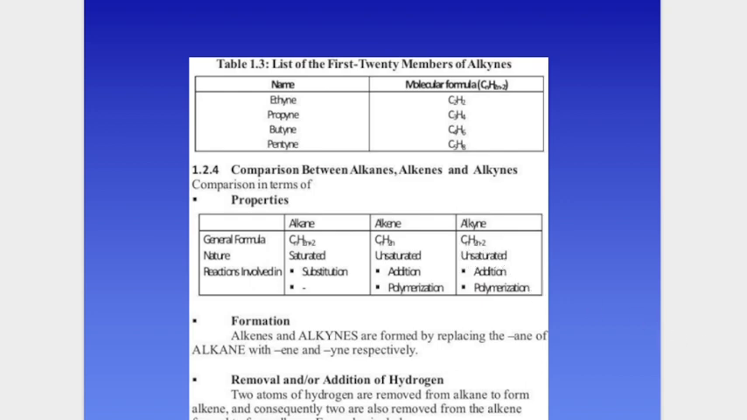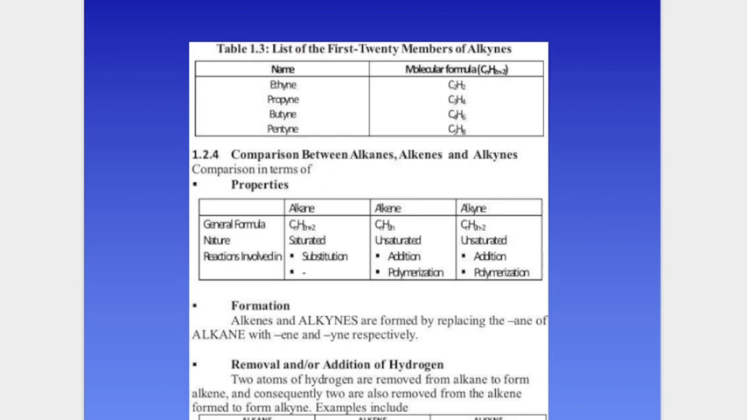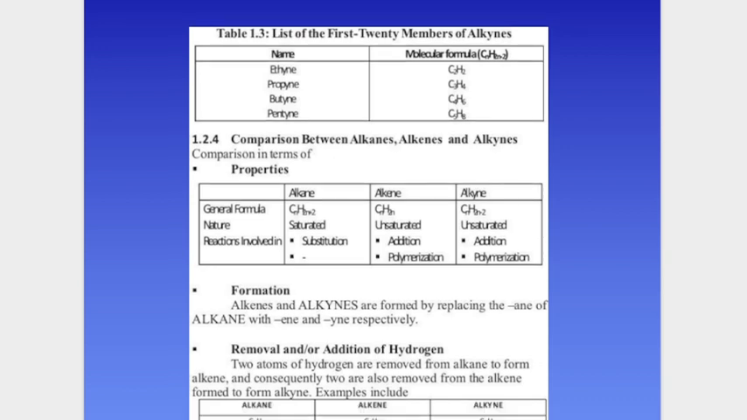Then the reactions that are characteristic to alkanes are substitution reactions, while in the case of alkenes, it is addition and polymerization. Now, the only alkyne that can undergo polymerization is ethyne. And then secondly, terminal alkynes can also undergo substitution reactions. When you say terminal, it means that the triple bond is on the last or a terminal carbon atom.